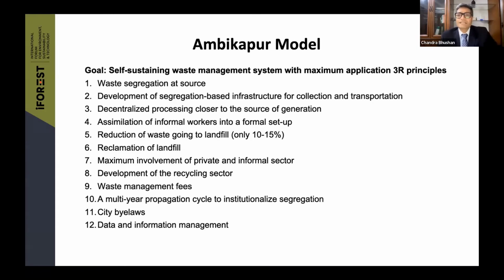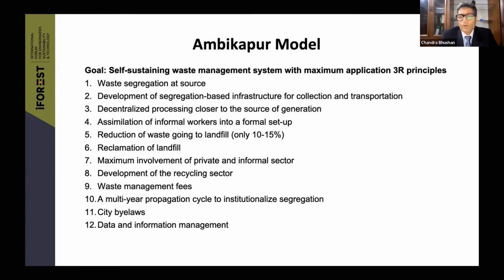This is what the 3R principle is. And this is what the city has done. But the operational line is a self-sustaining waste management system, which means the city is not even spending a penny on operational and maintenance costs. In fact, the city is making money out of waste management. Every city can make money out of waste management and not spend money on it if they follow the Ambikapur model. There are 12 salient points that they have used.